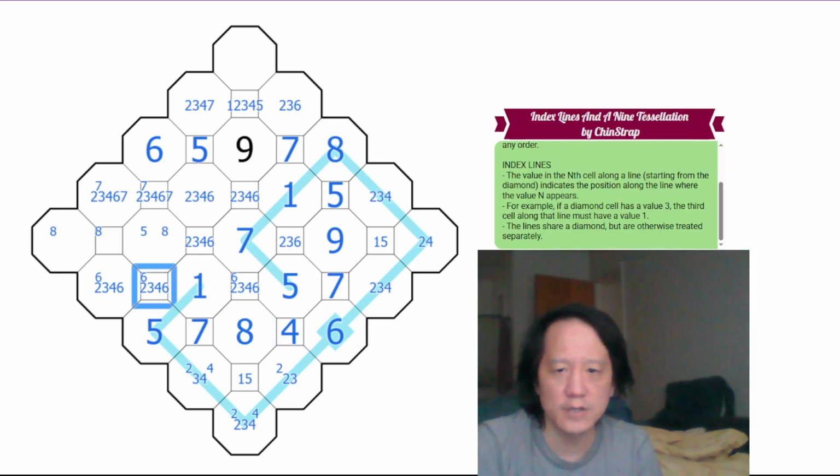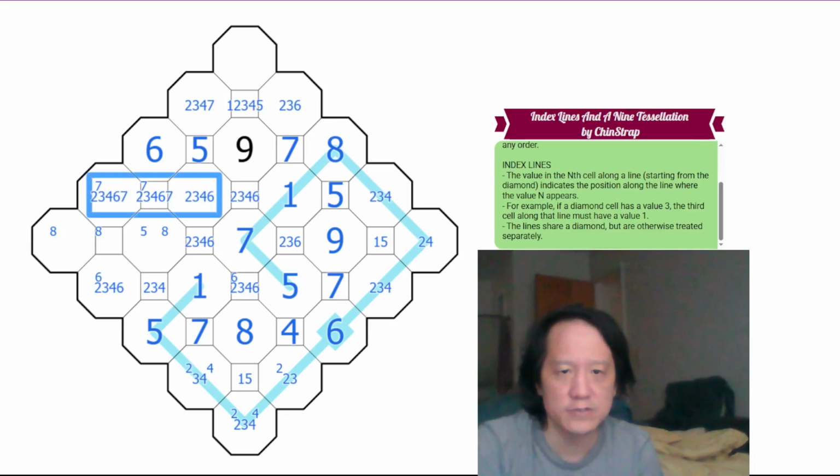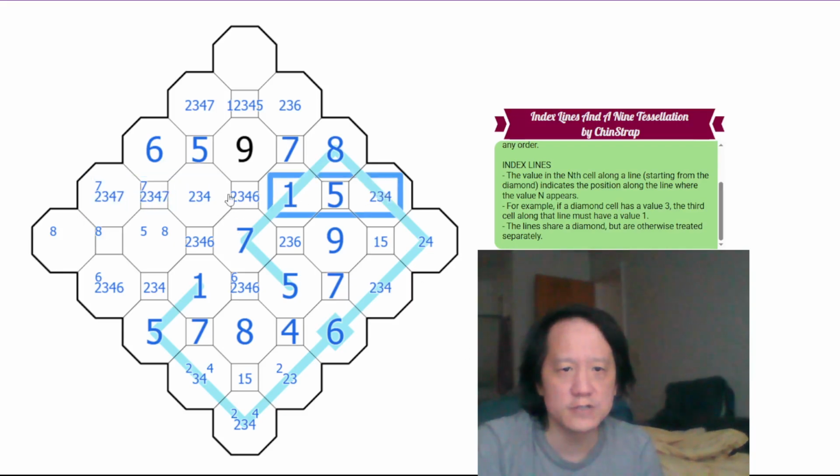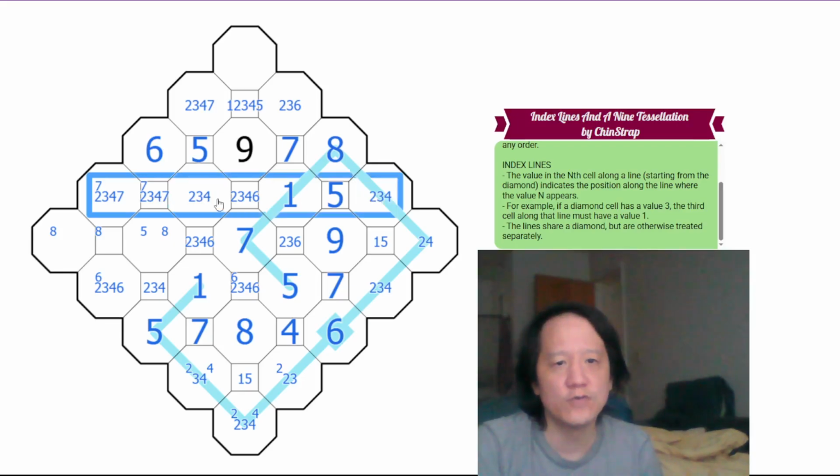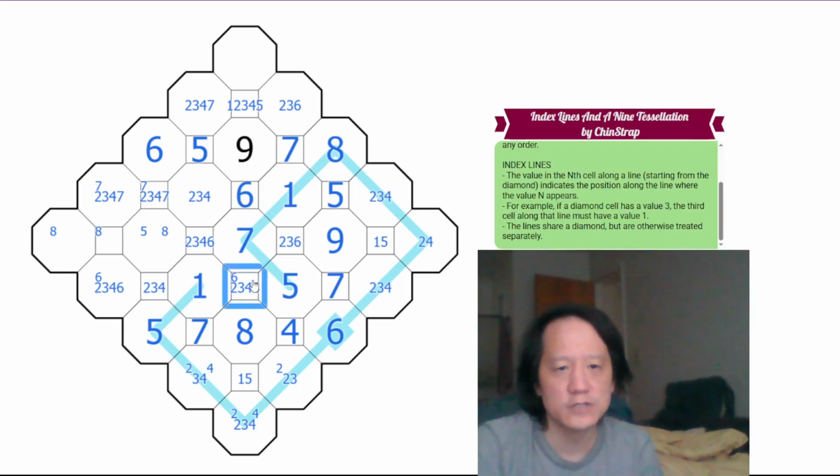Seems fine. This can't be 6 anymore because of 6 in the column. None of these can be 6. Where is the 6 in row 4? It has to be here. So that's 6, which eliminates 6 here. Where is a 6 in row 6? It has to be here. So then this can no longer be 2 or 3 anymore. It's 4 or 7. It could be 6.